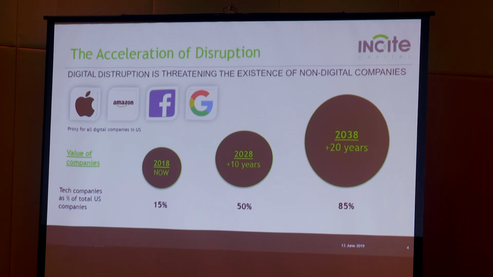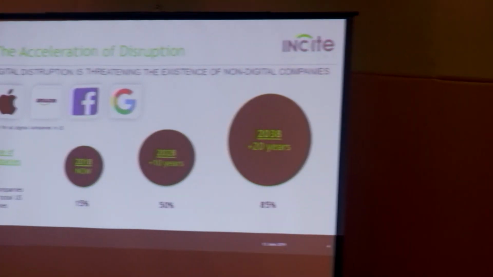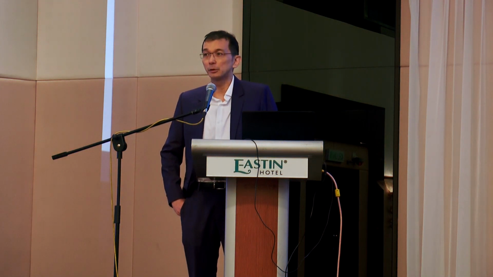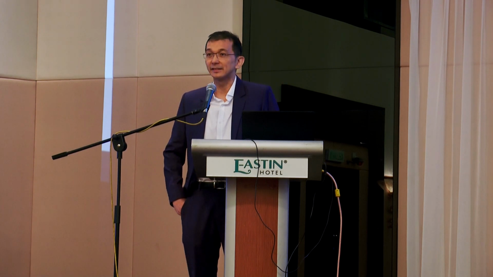Agree? Yeah? So if I were to use a proxy of digital companies, and I use the example of US, you have what we call FANG, or of course what's missing here is Netflix. You have Facebook, Amazon, Apple, and Google, or Alphabet. That's how they have called their parent company. So in 2018, as a percentage of the total US companies, as a percentage of value, it's 15%, all right? That's in 2018. Now, if we were to do an extrapolation, in 2028, 10 years' time, it's going to be 50% of the total market value in US. And in 2038, which is in 20 years' time, it's going to be 85%.